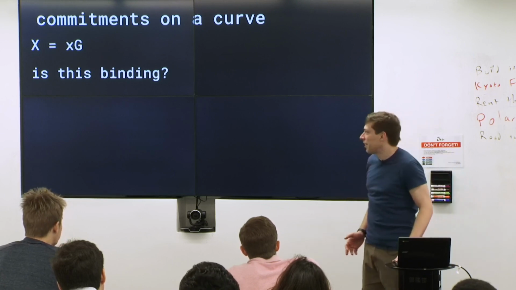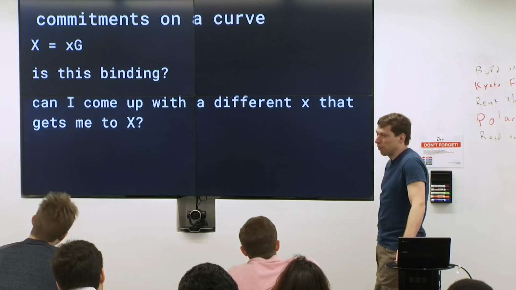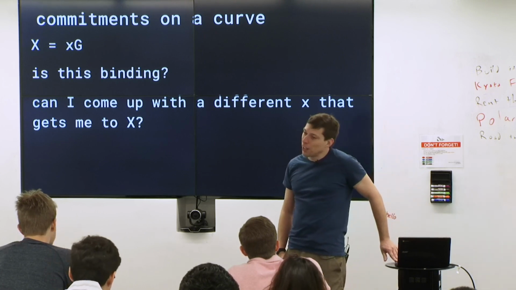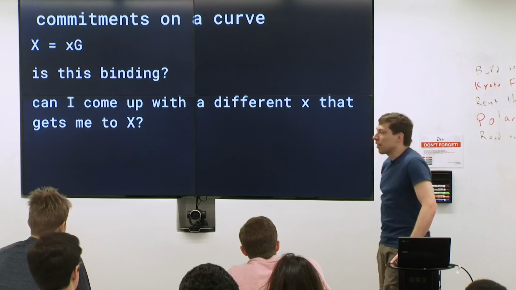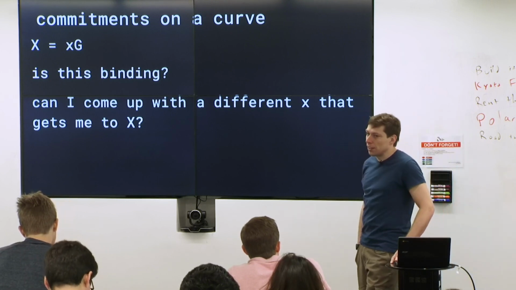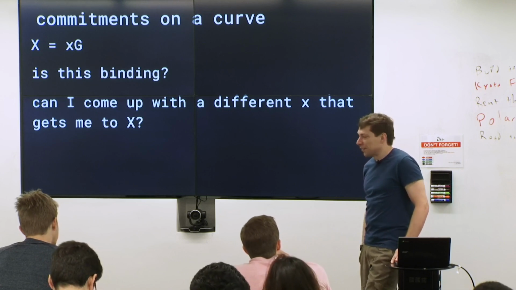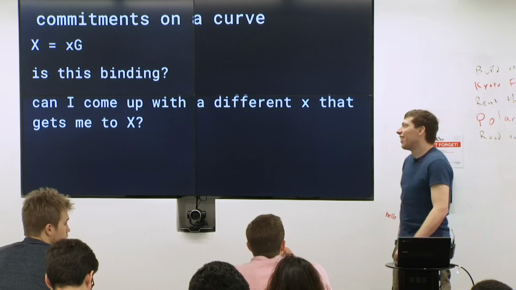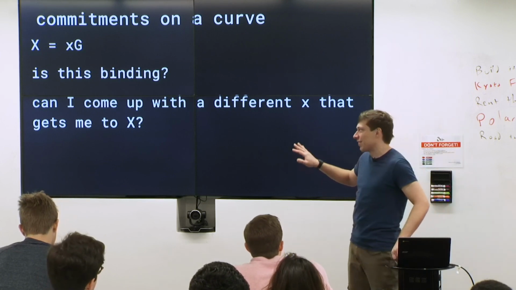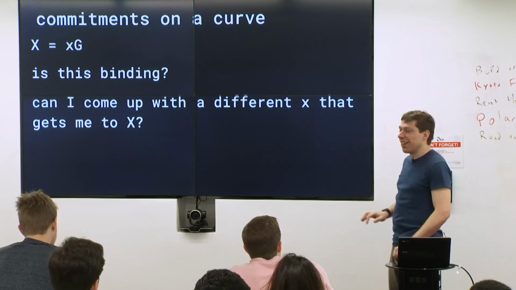Okay, it is. Yeah, well, I can't come up with a different X that gets me to that point, right? So multiplying by the generator point is sort of like a hash function in that you're not going to be able to find collisions. So you can't find two different private keys that give you the same public key. Sometimes you can. In this specific case, this is binding. There's a bunch of asterisks there.